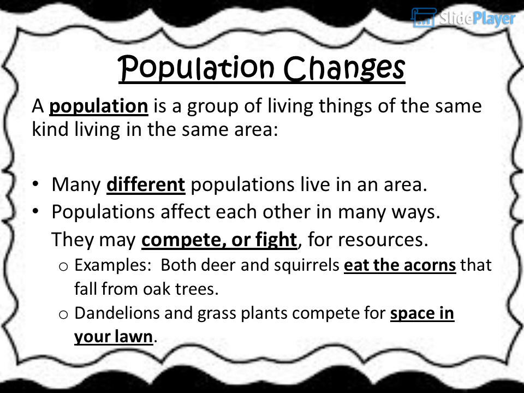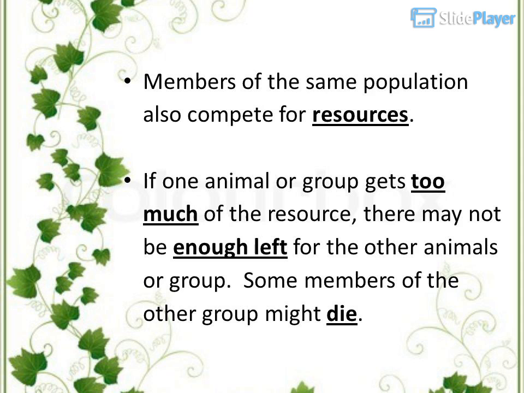Population changes. A population is a group of living things of the same kind living in the same area. Many different populations live in an area. Populations affect each other in many ways. They may compete, or fight, for resources. Examples, both deer and squirrels eat the acorns that fall from oak trees. Dandelions and grass plants compete for space in your lawn. Members of the same population also compete for resources.